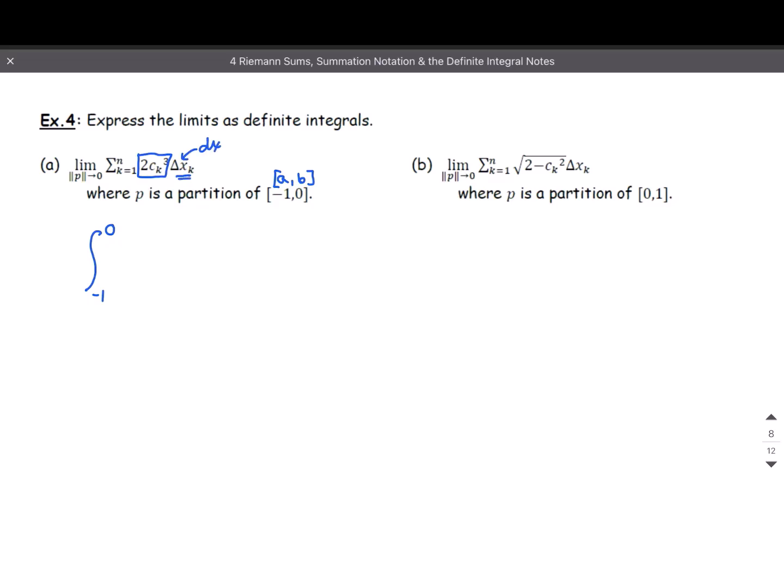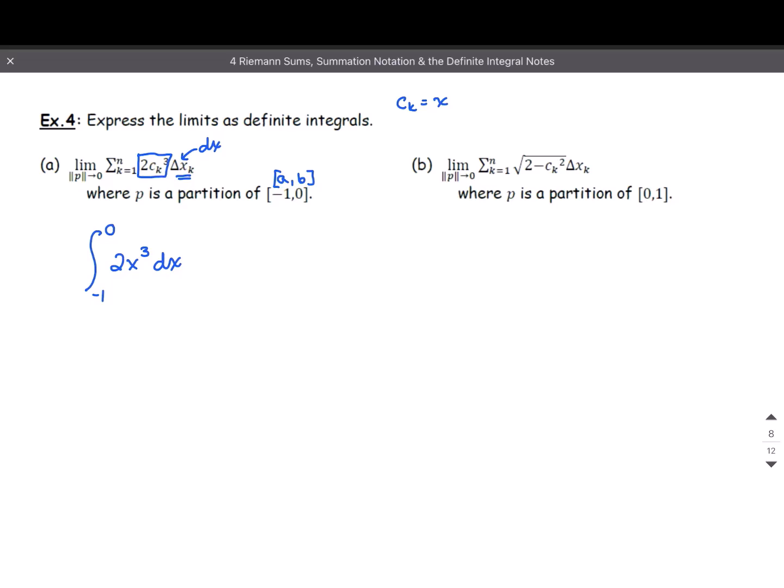Everything else here, 2c sub k cubed, that's part of the f of x, but they plugged in c sub k. So the function was 2x cubed. Every place there's a c sub k, remember your c sub k are all the different x values, okay? And then the delta x becomes your dx. That's it, right? The integral notation is much simpler.